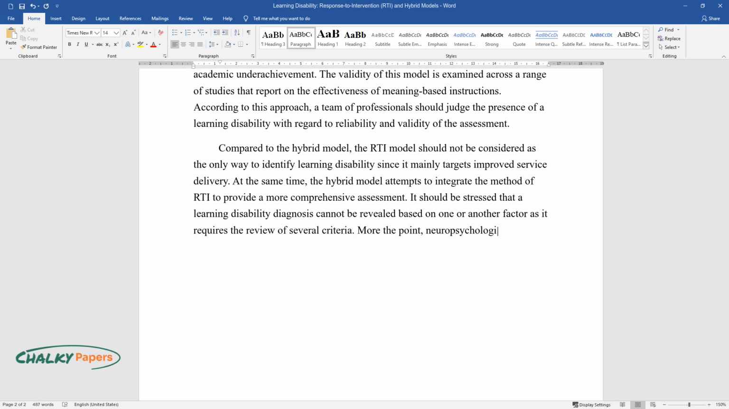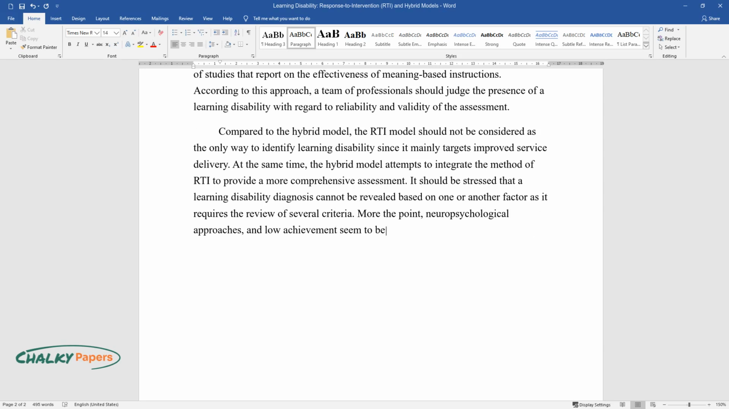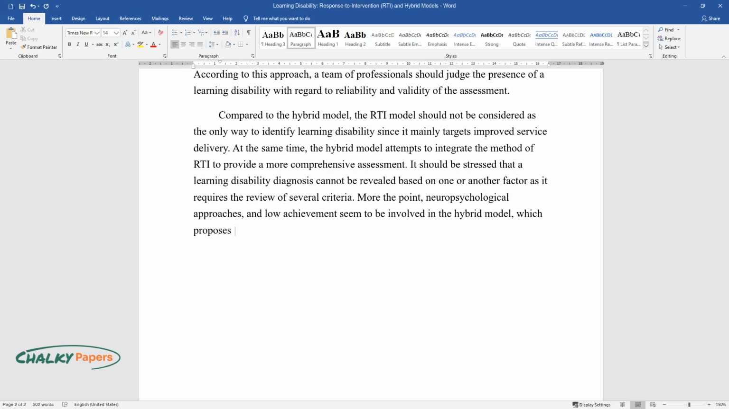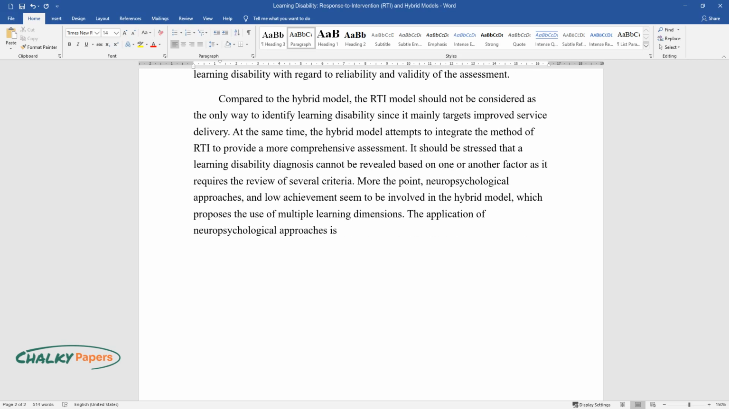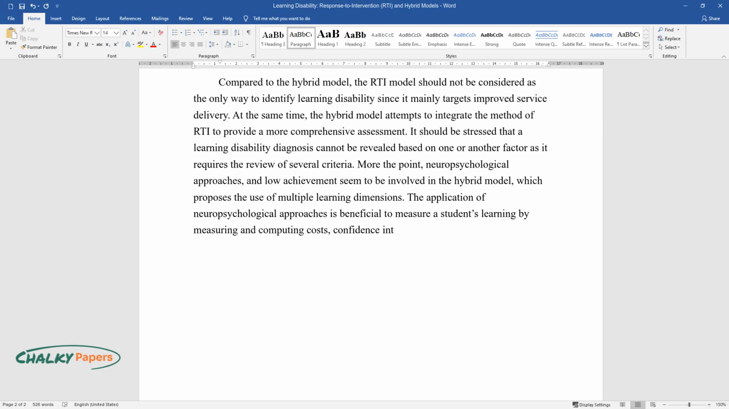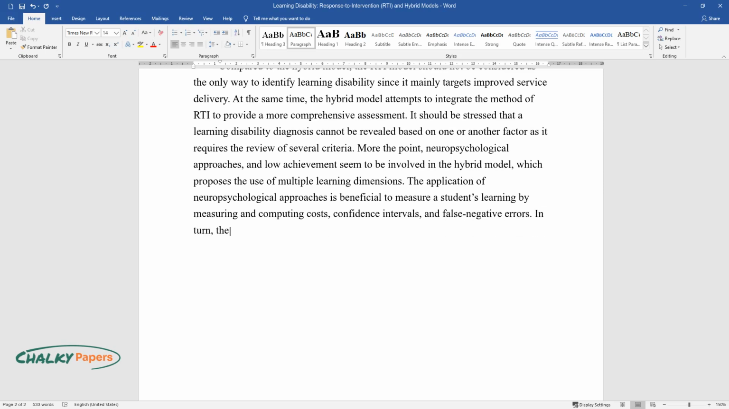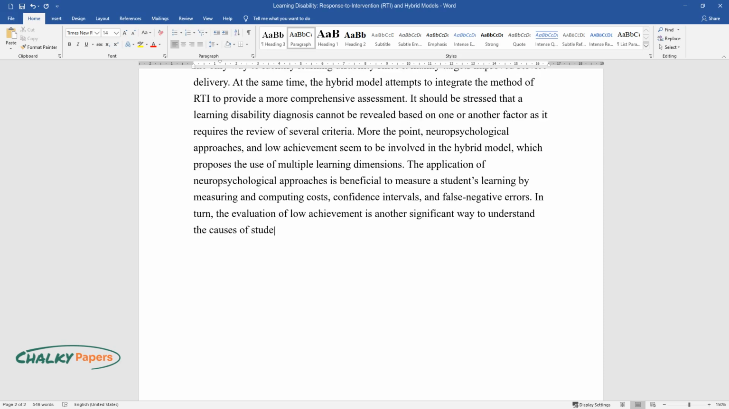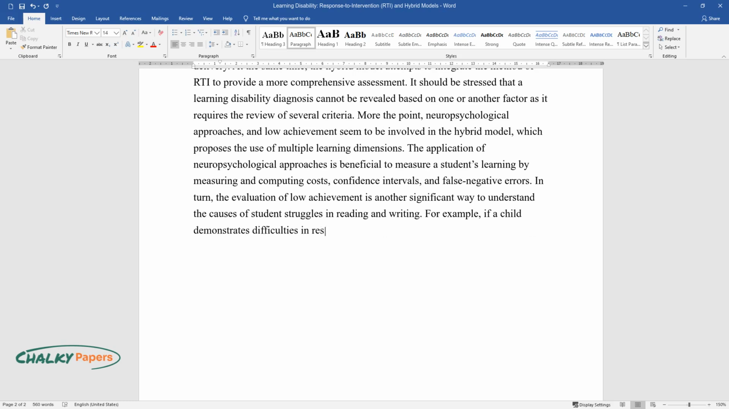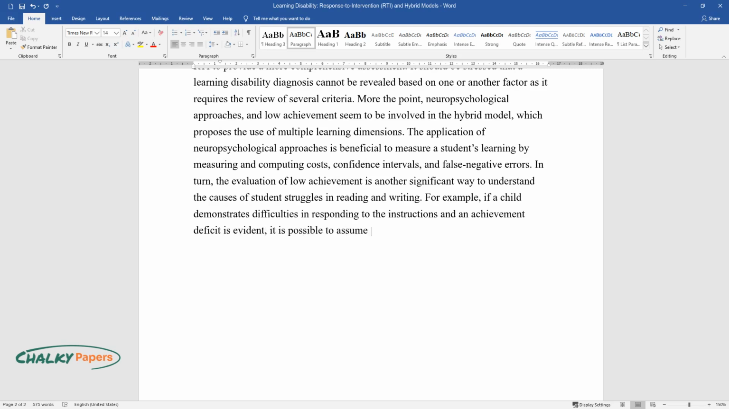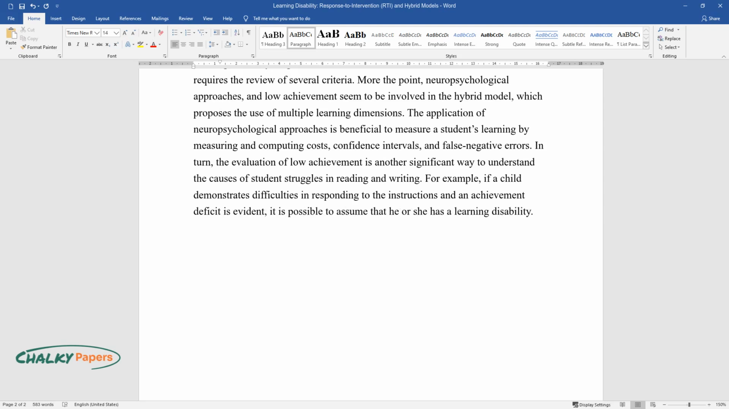More to the point, neuropsychological approaches and low achievement seem to be involved in the hybrid model, which proposes the use of multiple learning dimensions. The application of neuropsychological approaches is beneficial to measure a student's learning by measuring and computing costs, confidence intervals, and false negative errors. In turn, the evaluation of low achievement is another significant way to understand the causes of student struggles in reading and writing. For example, if a child demonstrates difficulties in responding to the instructions and an achievement deficit is evident, it is possible to assume that he or she has a learning disability.